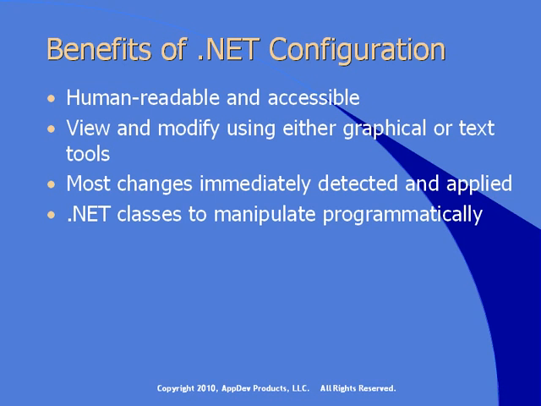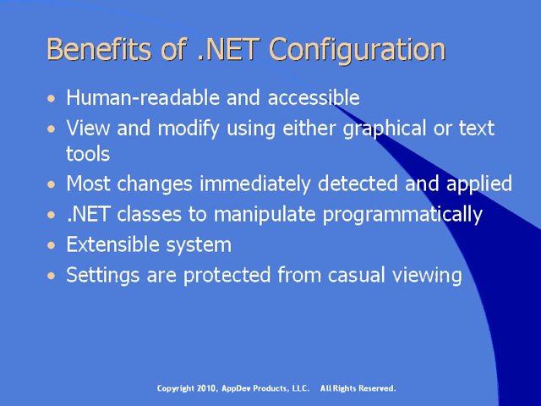The Configuration API in the framework provides a complete infrastructure for configuration settings, so you don't have to write your own code anytime that you need to step outside of what the configuration files within the .NET framework will do for you. That also means that the system is extensible, so you can add additional settings as needed for your application. From a security standpoint, configuration settings are protected from viewing by unauthorized users, and you can even automatically encrypt sensitive settings.